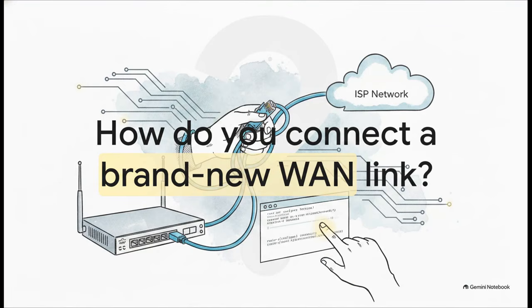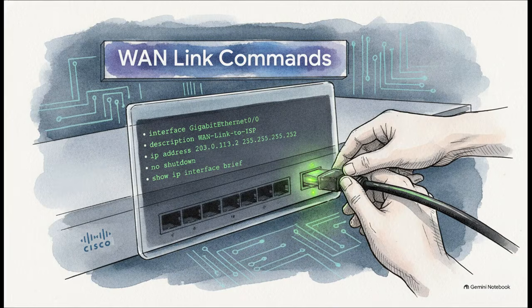So, picture this scenario. Your internet service provider has just handed you an Ethernet cable for your brand new WAN link. The whole business is sitting there just waiting for internet access. What exactly do you type to bring this connection to life? Here's the exact command sequence.